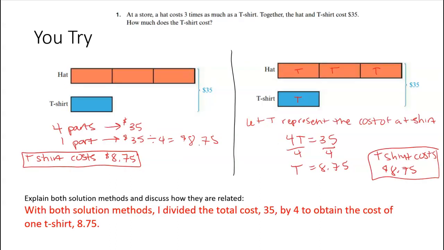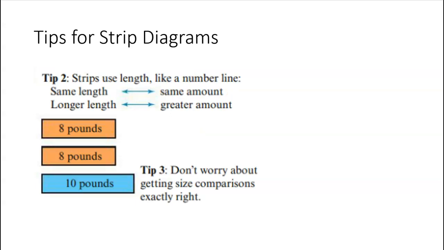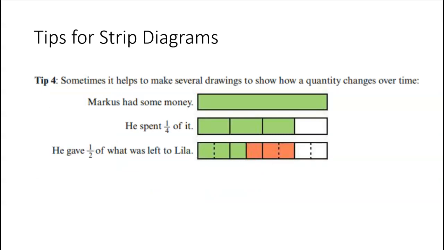And there you go. So let's look at some tips for strip diagrams here. They represent quantities like variables and segments on a number line. So it's good to fill them in with what we know or what we don't know. And use length to help you. Notice how when we were doing Ron and Hermione, we kept them the same length. Don't worry that this is just 2 more. It's just for a general comparison, but try to have things that are bigger look longer, and things that are the same look the same. And finally, sometimes using many drawings can help you, and we'll do some examples of those in a moment, where we see how things change over time as the strip diagram changes over time.